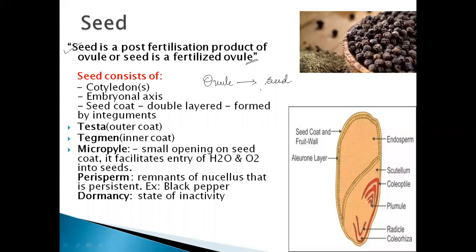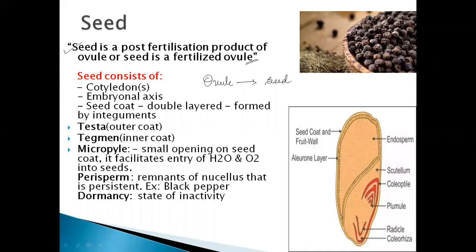Then coming to the embryonal axis. What all is there in the embryonal axis? It consists of scutellum, coleoptile, plumule, which is the shoot part, and radicle, which is the root part. Yes or no? The radicle is the root part.